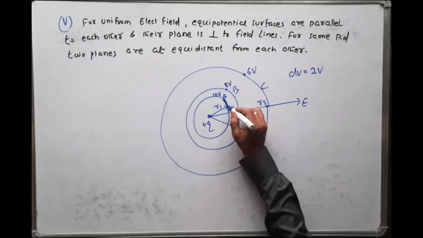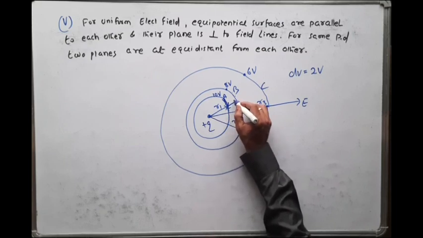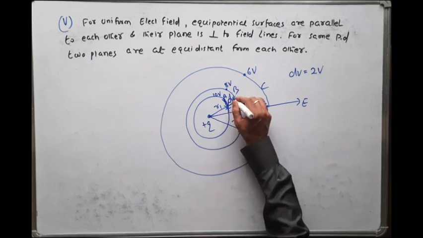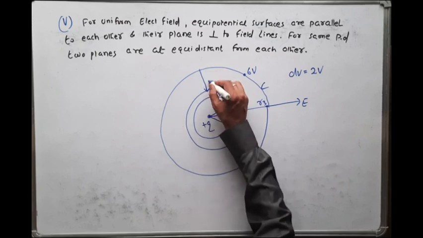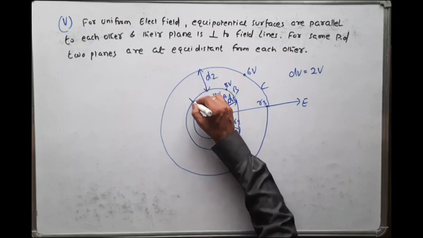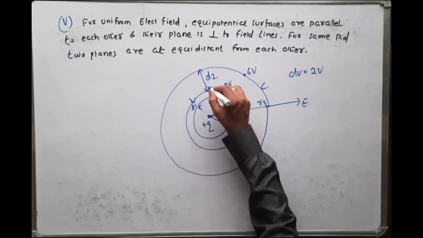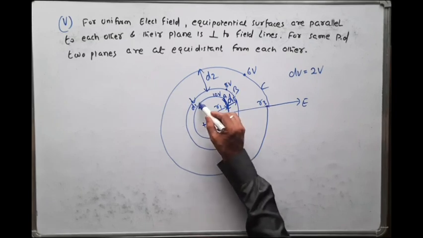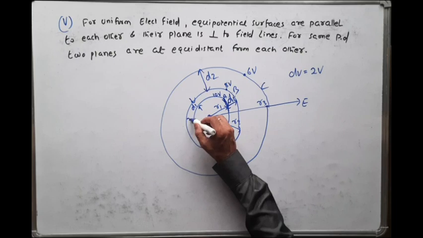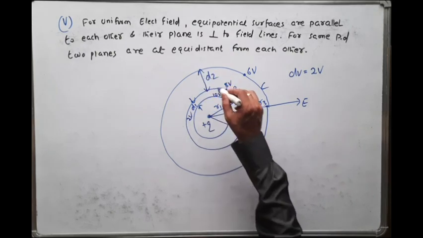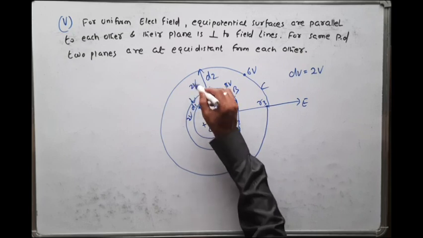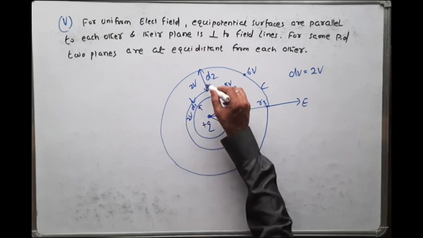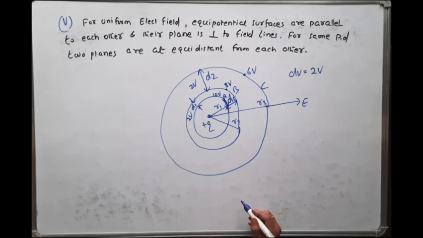Let us say the distance of separation between A and B is D1, and the distance between B and C is D2. So the distance between A and B is D1, and the distance between B and C is D2. Now you see, from A to B the potential difference is 10 minus 8, that is 2 volt, and from B to C it is 8 minus 6, that is 2 volt. So here 2 volt, here 2 volt. But here the distance of separation is less, here it is more. So can you justify this?